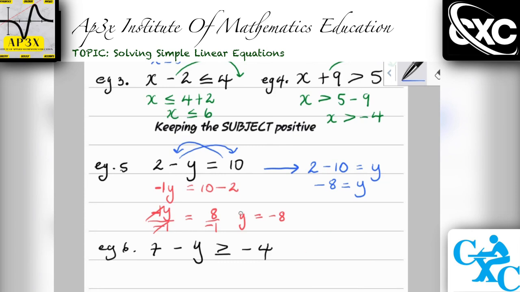Remember that when we have y is equal to minus 8, it is the very same thing as saying minus 8 is equal to y. It's just that method 1 automatically keeps our subject on the left, but method 2 keeps our subject on the right. Either way, we are correct.